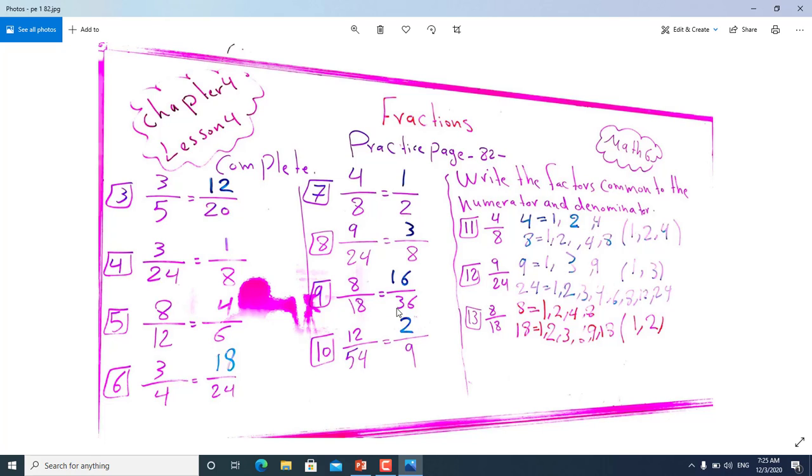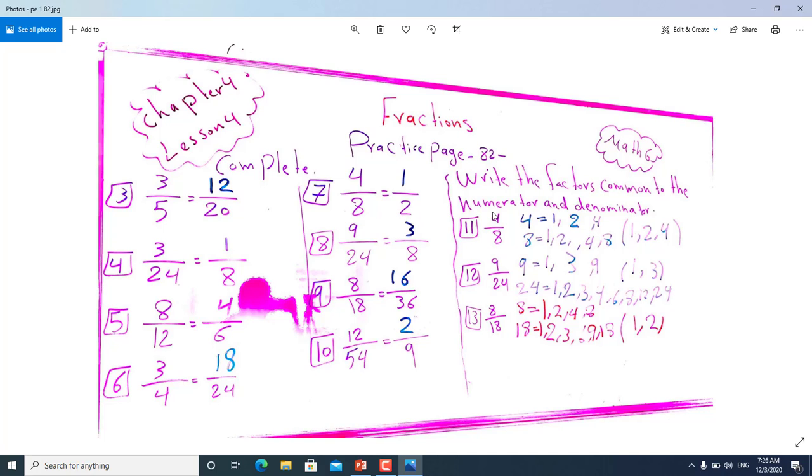And from 9 we have 8 over 18. 18, how can we make it 36? By multiplying by 2. Also the numerator will be multiplied by 2. 8 times 2 is 16. And from there we have 12 over 54. 54, it will be 9. How? By dividing by 6, because we know that 9 multiplied by 6 is 54. So 54 divided by 6 is 9. They are opposite. And we must also divide this 12 by 6. 12 divided by 6 is 2. We get 2 over 9.